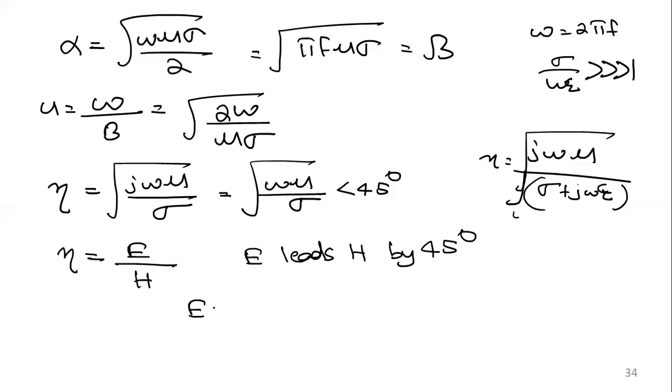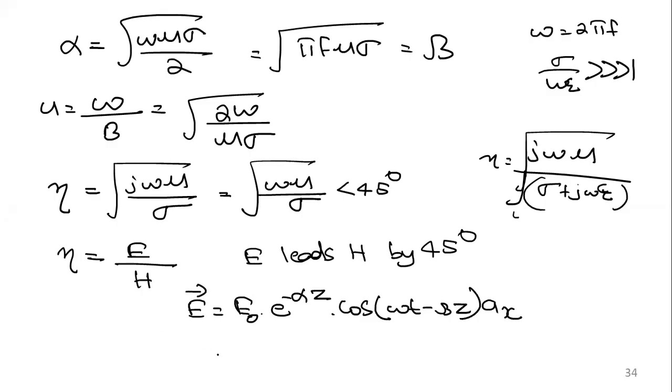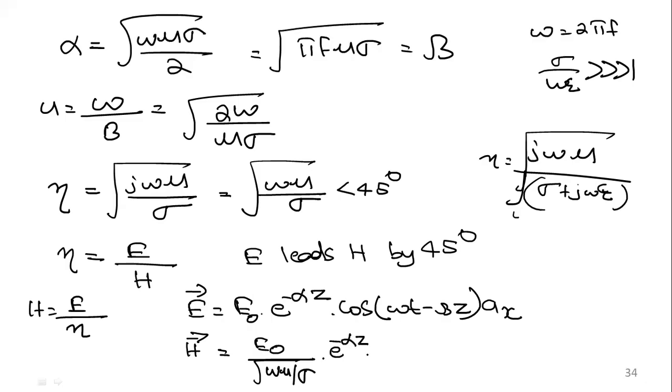Then we can write E is equal to E naught into e raised to minus alpha Z into cos of omega t minus beta Z along AX. So this is the electric field of the electromagnetic field. And then you know that there will be a perpendicular magnetic field, which will be along the y direction. We can write the magnetic field in terms of the electric field. Only thing is you need to divide that with the intrinsic impedance. So E naught divided by eta. For eta I am writing root of omega mu by sigma into e raised to minus alpha Z into cos of omega t minus beta Z minus 45 degree along AY. So this is for a good conductor.